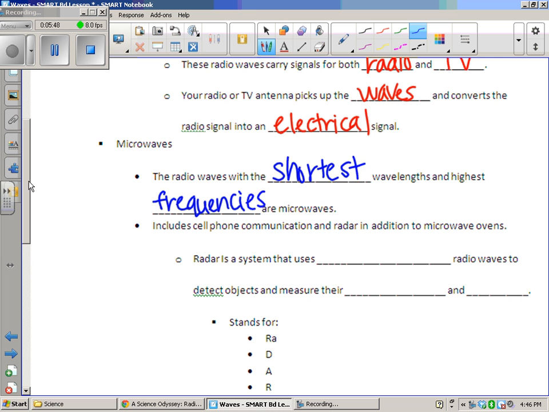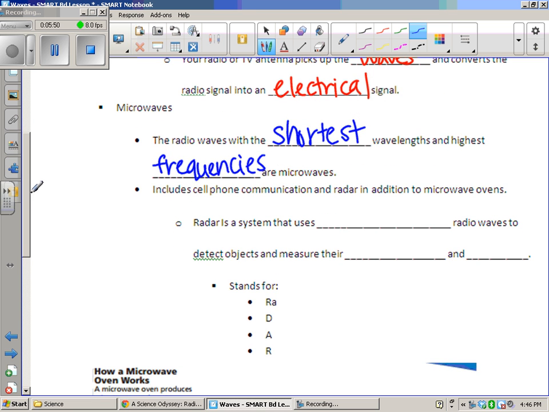So this actually includes cell phone communication and radar in addition to microwave ovens. Okay, so your cell phone actually communicates through microwaves. Radar is a system that uses reflected radio waves to detect objects and measure their distance and speed.